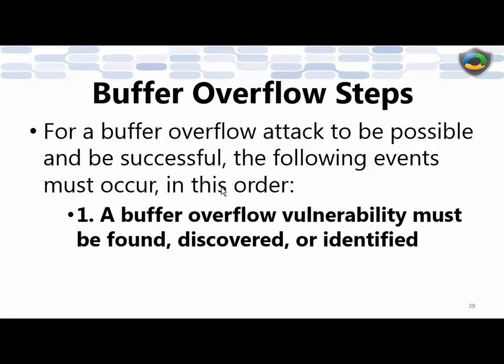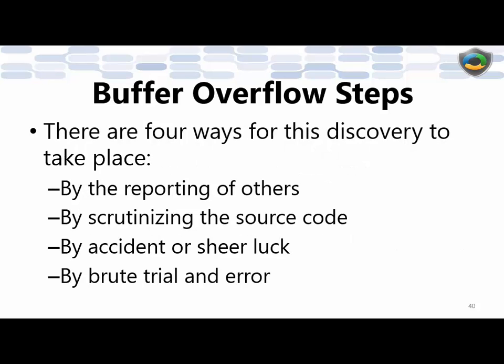So this is a 5-step process right here. So first, a buffer overflow vulnerability must be found, discovered, or identified. There are 4 ways that can be done. Somebody else can find a potential problem and report it. The user or somebody can scrutinize the source code and try to find it. Sometimes you find it, as it says there, by accident or sheer luck, but most often with attackers, they find it by brute force or brute trial and error.